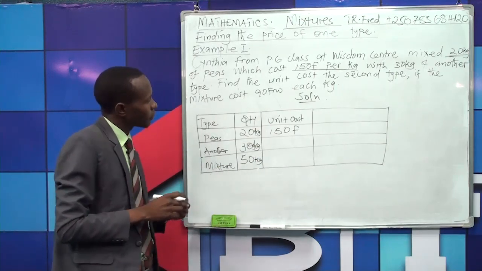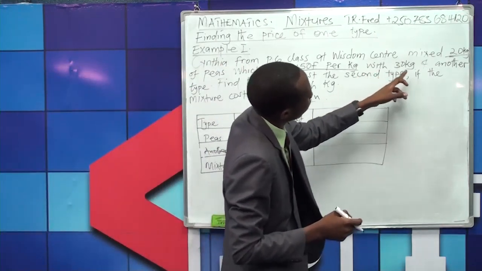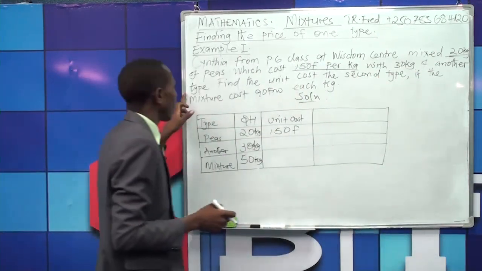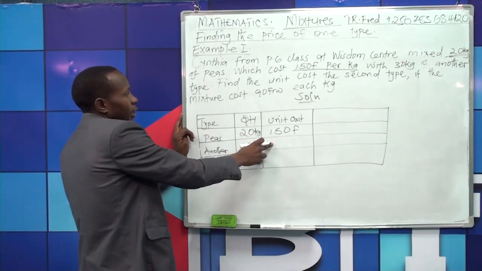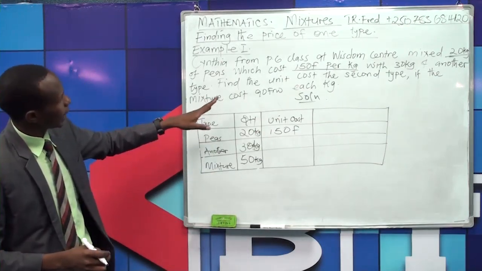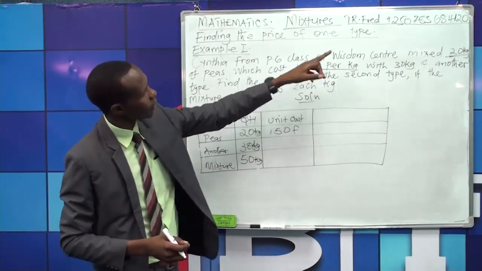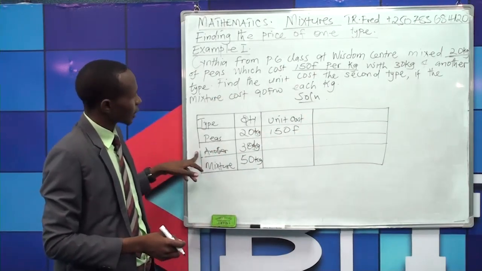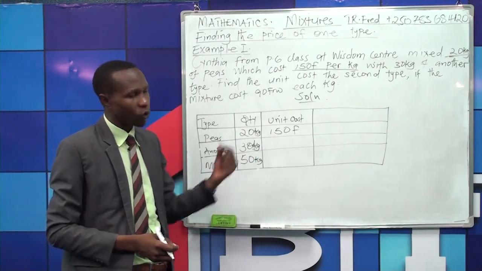Then from there, we shall continue with our statement. After reaching here, they said with 30 kilograms of another type. So here they have not given us the unit cost for another type, according to the question. And it is what they are asking us to find out. They said find the unit cost of the second type. So this is the second type, the other type, that they require us to find the unit cost.